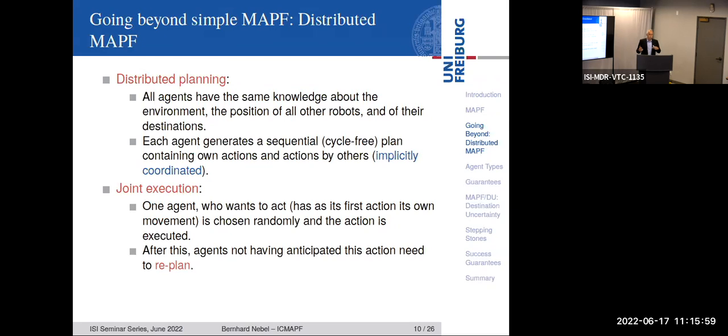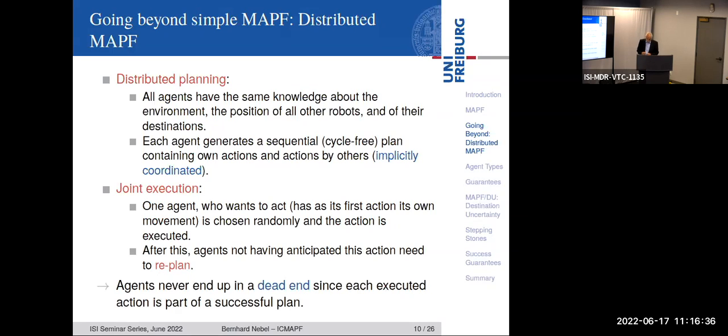Joint execution is then that the agents do what their plan says. And if there's a conflict, so two agents want to act at the same time, then only one of them can do that. So they are chosen randomly if two of them want to act. And after an action has occurred, the agents who have anticipated the actions of the other agents can just continue with their plan. If this anticipation was wrong, then they need to replan and go on from there. Okay, so that's the execution model.